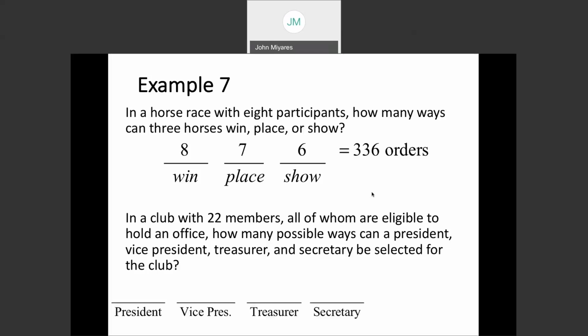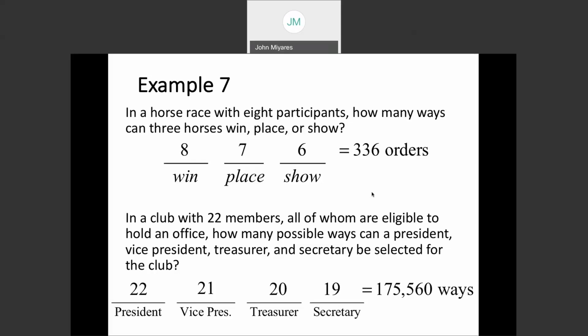Well, we have 22 members, but we only have 4 slots to fill. So that's going to give us 22 people who could possibly be chosen to be the president. Then, after the president is chosen, there are 21 people left over who could possibly be vice president, 20 people left over to be treasurer, and 19 left over to be secretary. Multiplying this out gives 175,560 ways.